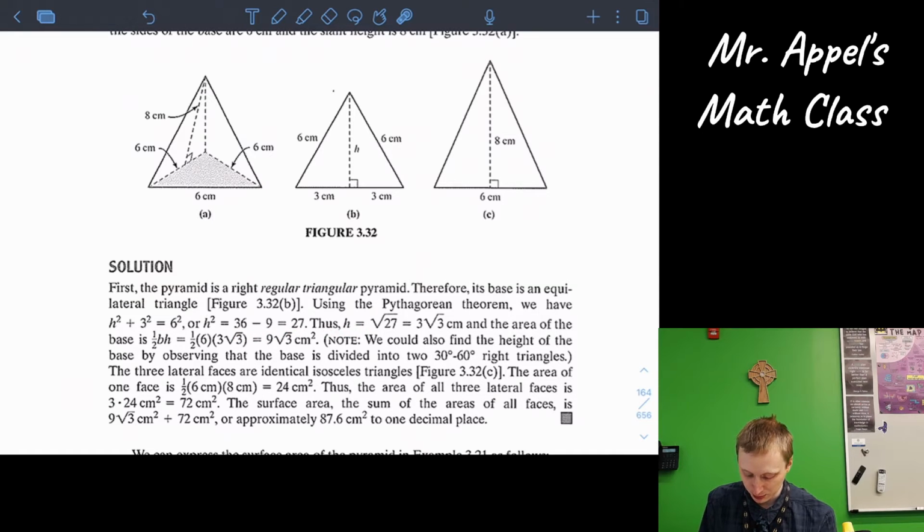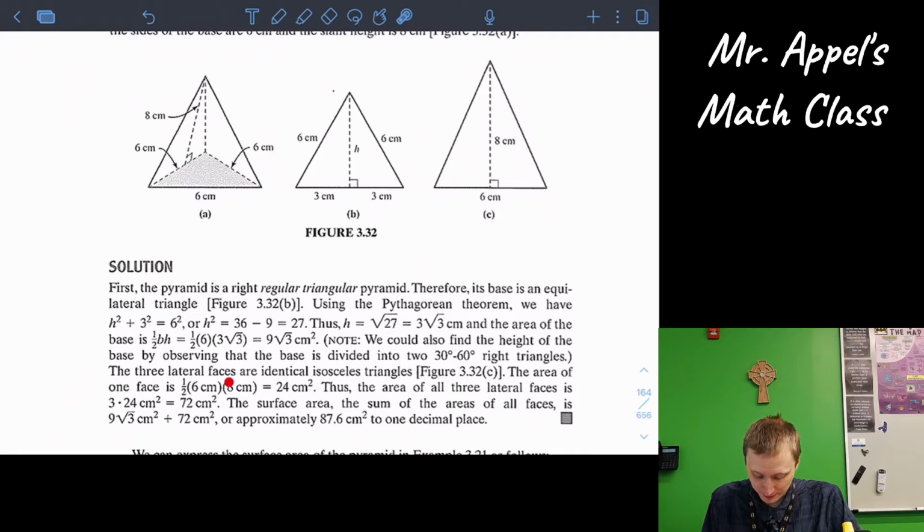Thus, h equals square root of 27, or 3 root 3. And the area of the base is 1/2 base times height. So 1/2 times 6 times 3 root 3, total of 9 root 3 centimeters squared. Notice we could also find the height of the base by observing that the base is divided into two 30-60-90 right triangles. Use your special triangle shortcuts there.